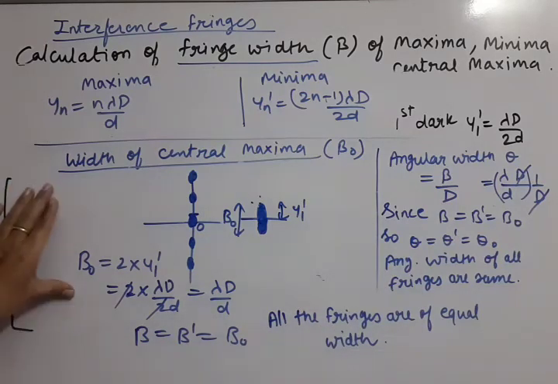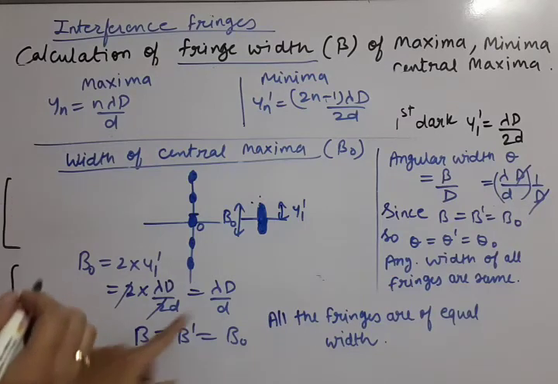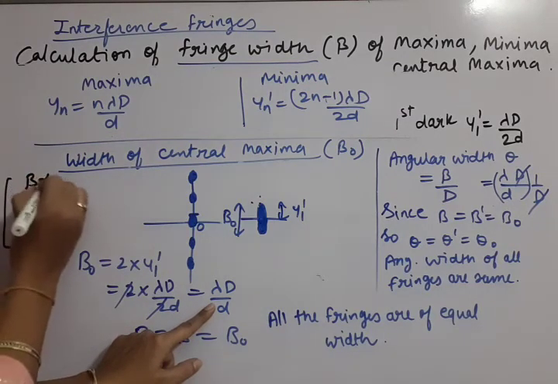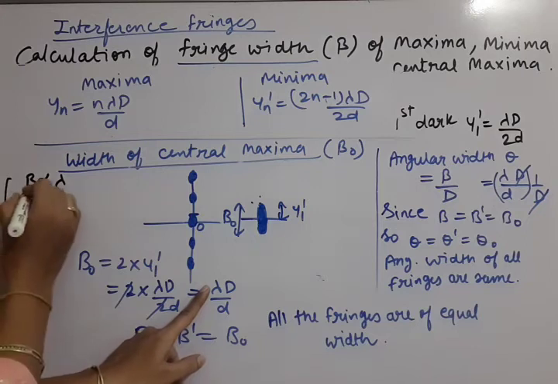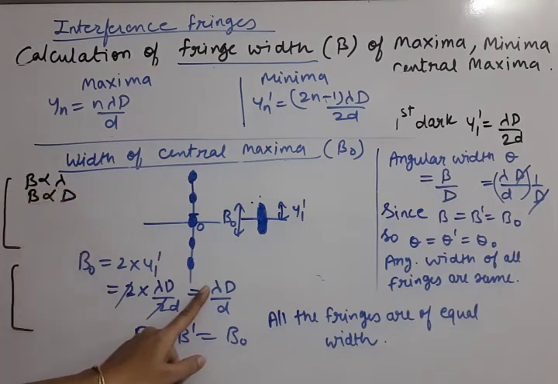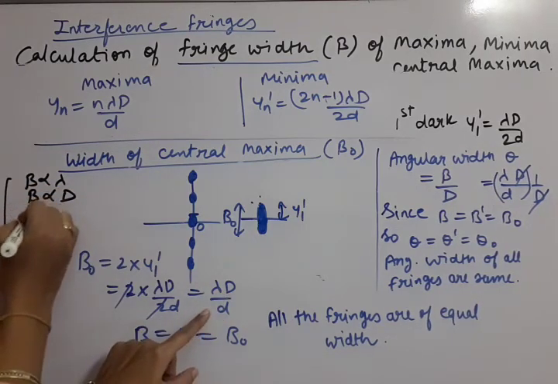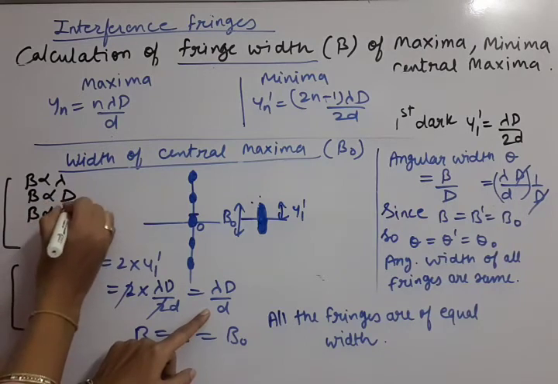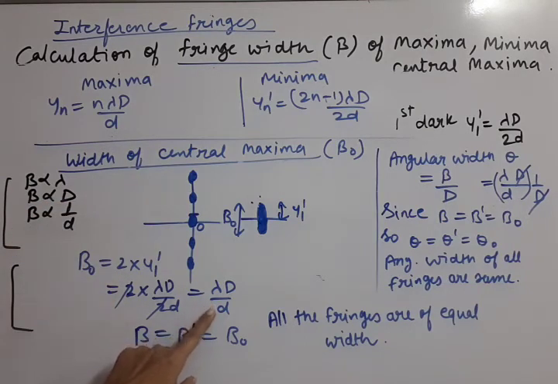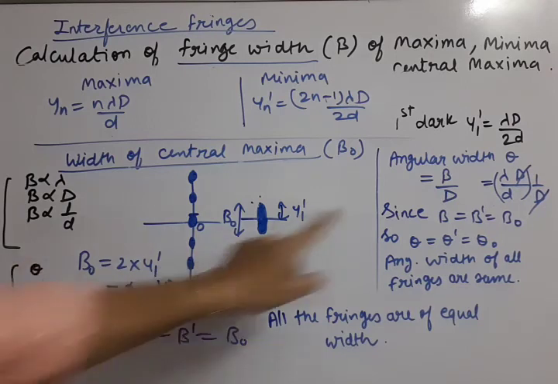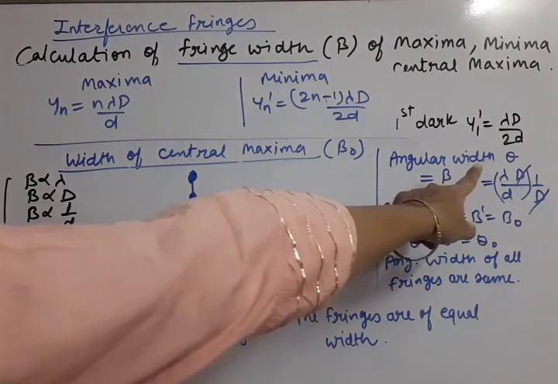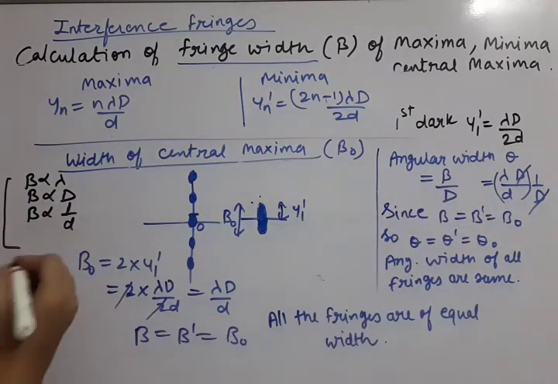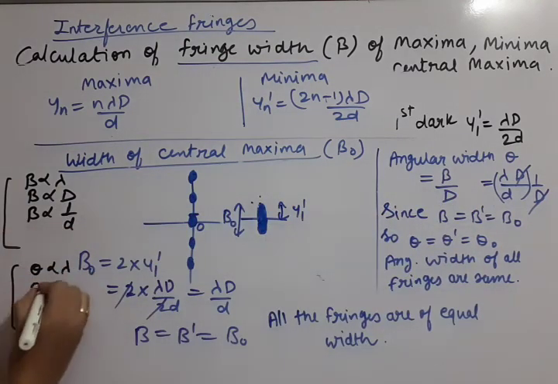The dependence of beta and theta here. See, beta formulas: beta is proportional to lambda, beta is proportional to capital D, and beta is inversely proportional to small d. Okay, and now let us write about theta. Theta means angular width, and the formula is lambda by small d only.